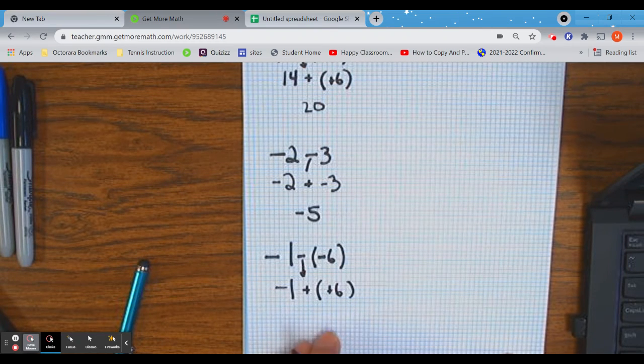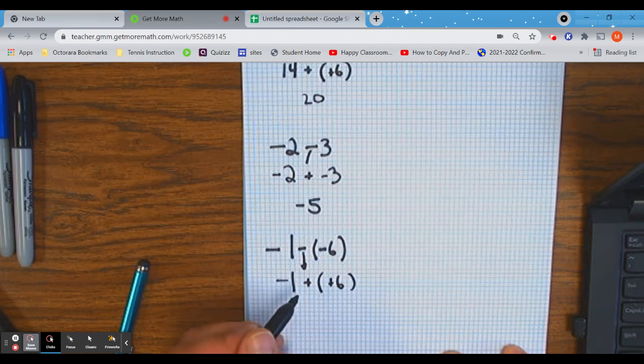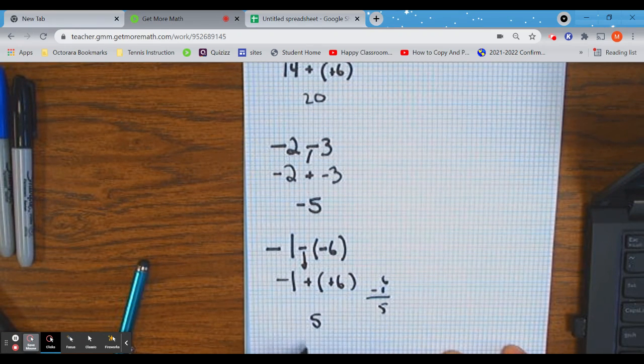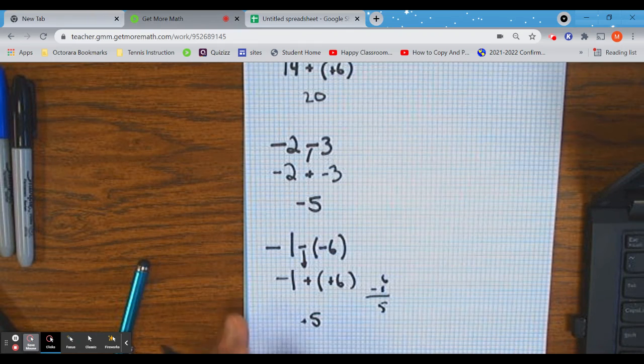Now to solve it, I use my addition rules. A negative plus a positive, I subtract. 6 minus 1 is 5. That's the larger absolute value, so it's a positive 5.